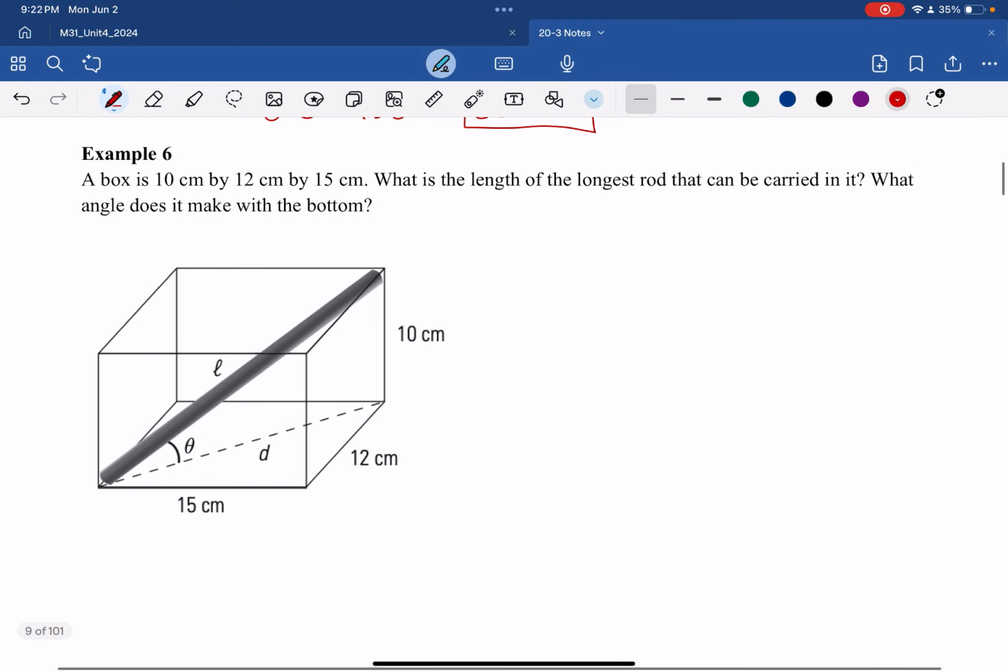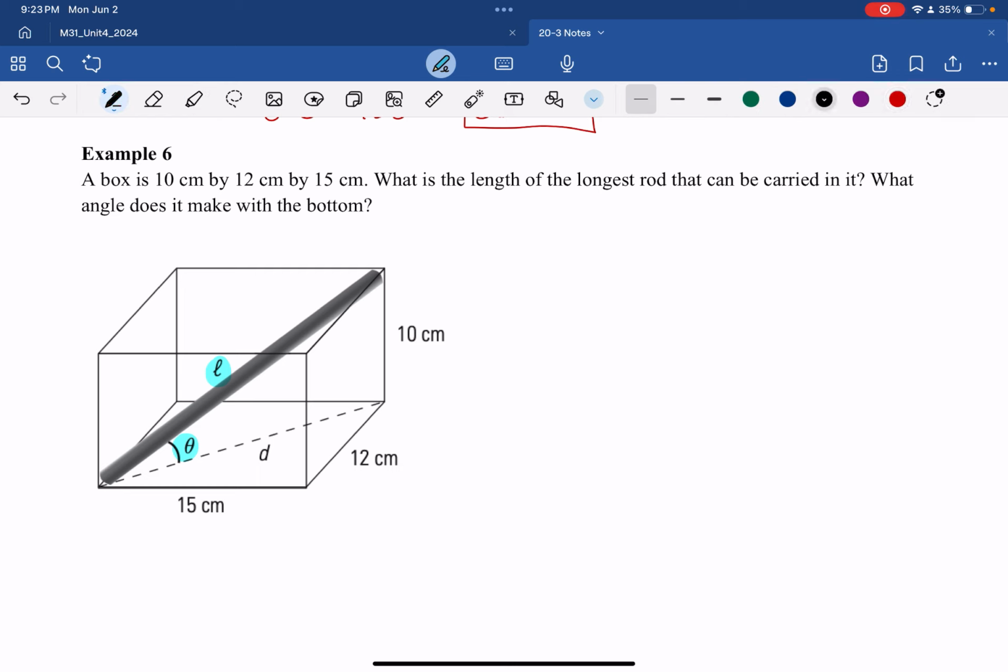Okay, example 6 here. We have a cane or a rod that's inside a box, and we can see that here. It gives us the dimensions of the box, and it says what is the longest rod that can be carried in it, meaning that we're stretching from corner to corner, and what angle does it make with the bottom. So the question is asking us for the longest length, so we're looking for L as well as theta. Okay, that's what that symbol is called there.